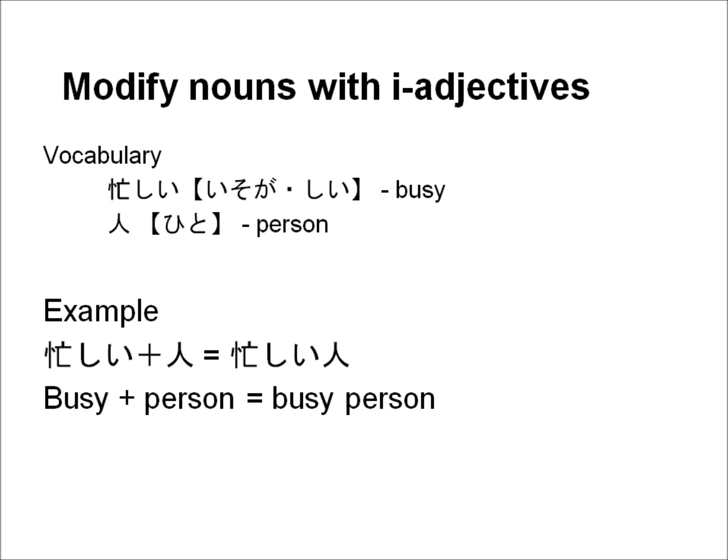In order to do this with an i-adjective, place the adjective directly before the noun. For example, by placing 忙しい before 人, we get 忙しい人, which means busy person.